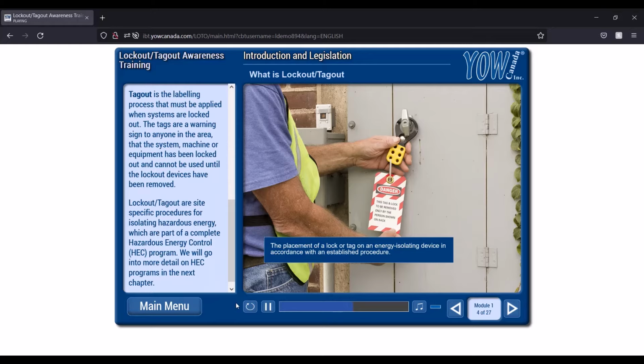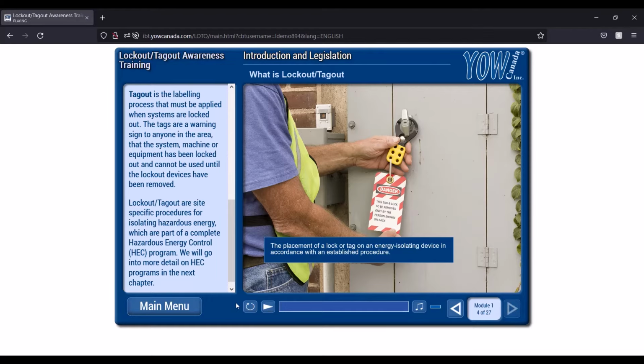Tagout is the labeling process that must be applied when systems are locked out. The tags are a warning sign to anyone in the area that the system, machine, or equipment has been locked out and cannot be used until the lockout devices have been removed. Lockout Tagout are site-specific procedures for isolating hazardous energy, which are part of a complete Hazardous Energy Control, HEC, program. We will go into more detail on HEC programs in the next chapter.